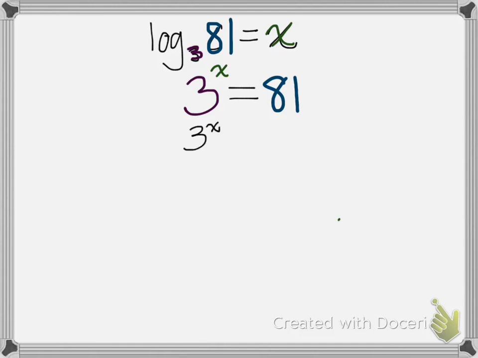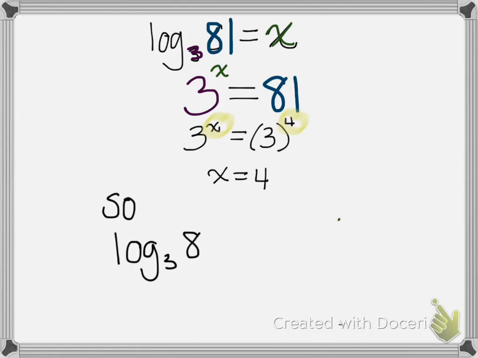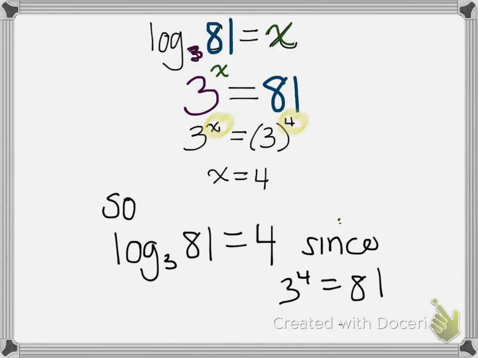So we can write 81 as 3 to the 4th. What we're looking for is this x value, the exponent. In comparison, the bases are the same, which means the exponents should also be the same because they're supposed to be equal to each other. So the answer for this one is 4. We can verify that because log base 3 of 81 is equal to 4, because 3 to the 4th is the same thing as 81.